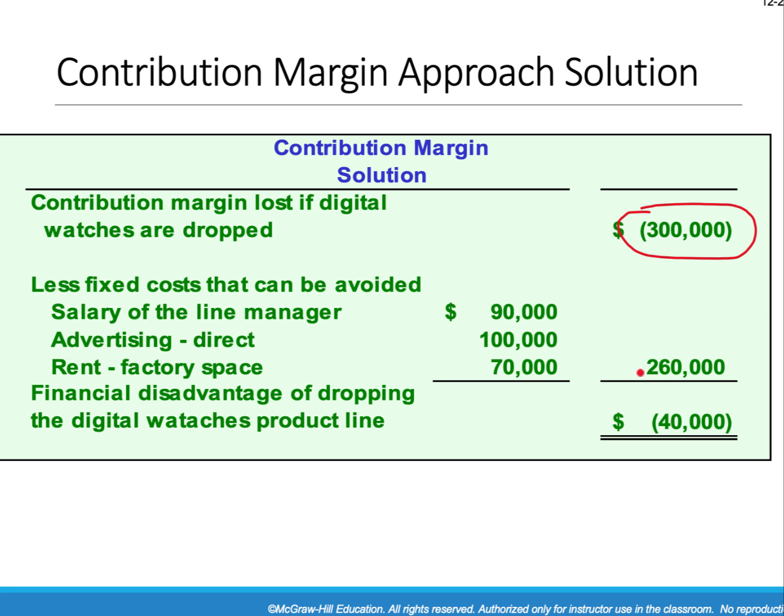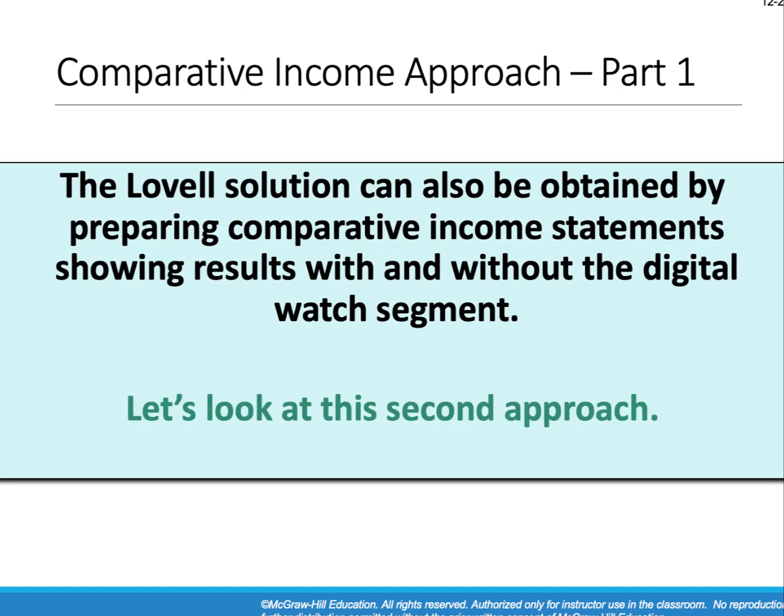So we see that we save $260,000 in fixed costs. So if we can compare the contribution margin of what we're losing by dropping the product versus the cost savings by dropping the product, we see that we're actually at a financial disadvantage. We're in the hole $40,000, okay? Based on that, we should not drop the digital line, okay?